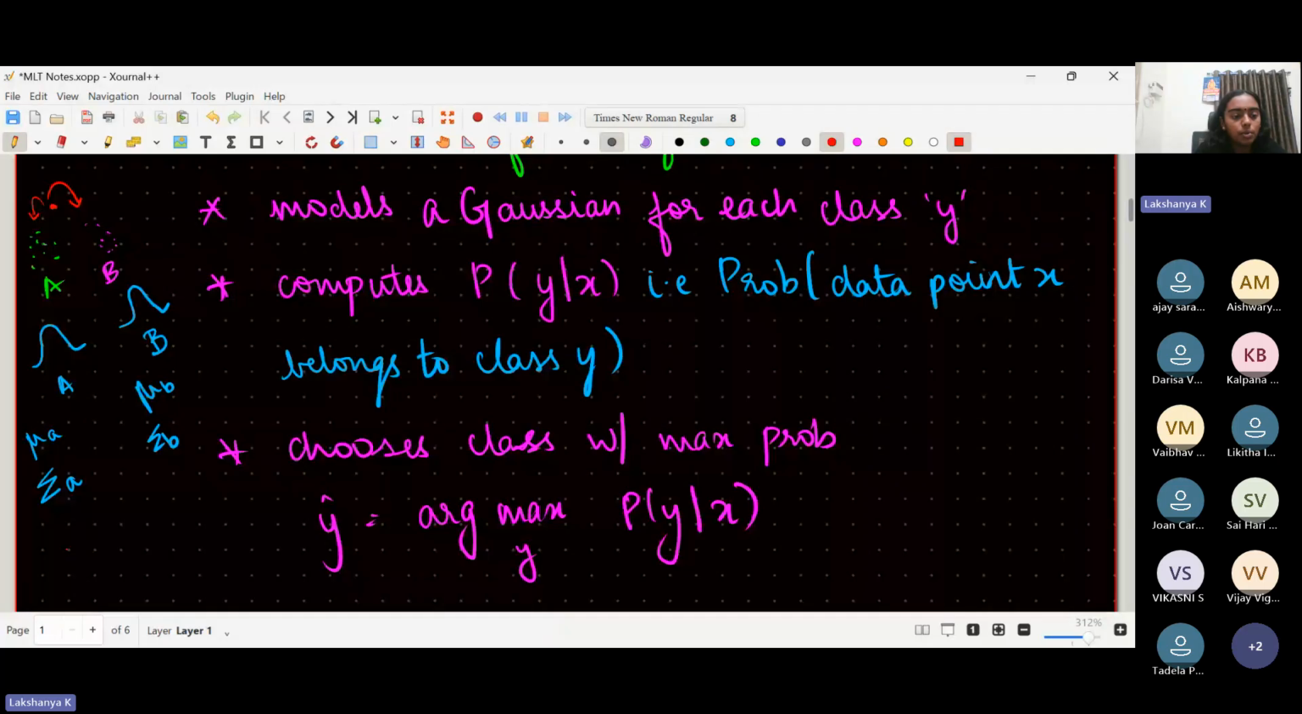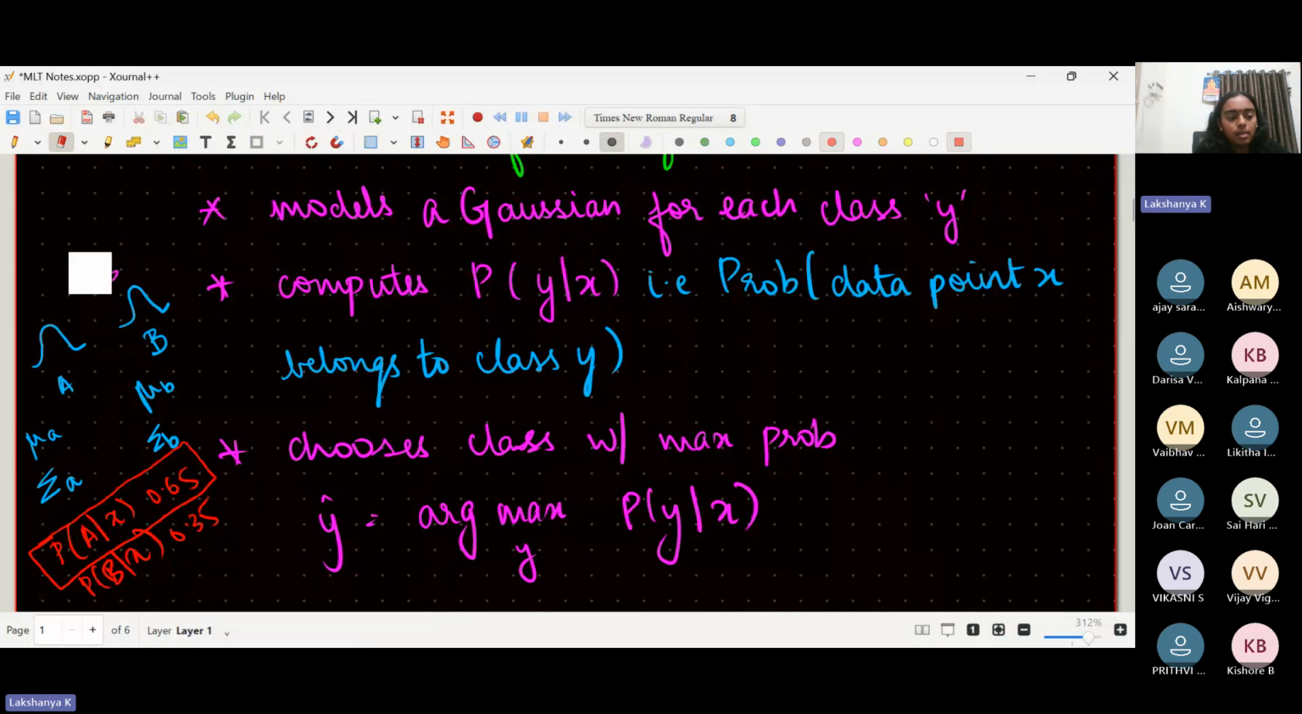So it will compute probability of A given X. I'm assuming my new point is X. Probability of A given X is the probability that the data point X belongs to class A. Similarly, probability of B given X is the probability that my data point X belongs to class B. It will compute these two and choose whichever class has the maximum probability. So let's say this is 0.65 and this is 0.35. Then your GMM will classify your point X as belonging to class A. So this is the broad idea of how GMM works.